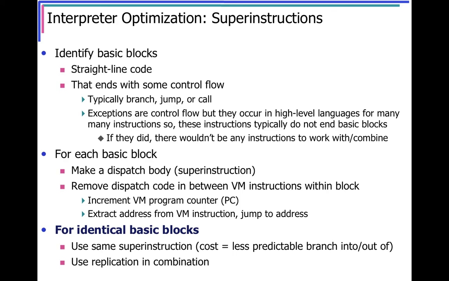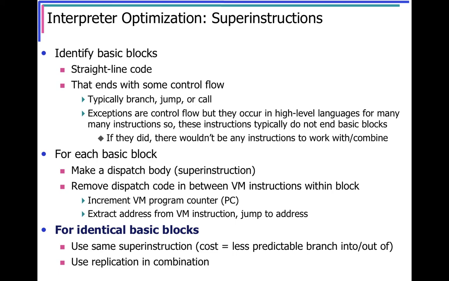Now we have a choice. If you have two basic blocks that are identical, you can either use the same super instruction, that's the same handler. In that case, if you have multiple blocks pointing to the same handler, the target of that handler will be less predictable because you don't know which basic block you're coming from. Again, when the handler executes, you don't know which basic block it's implementing. So sometimes it'll be for one, sometimes it'll be for another, which means the target will be different for either case.